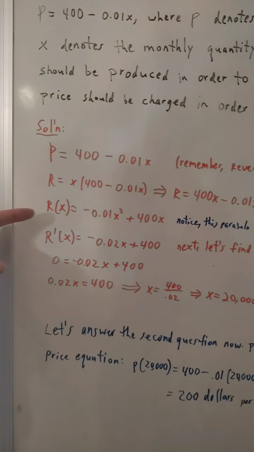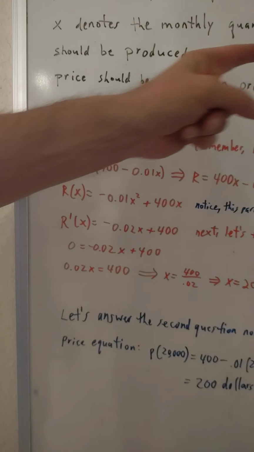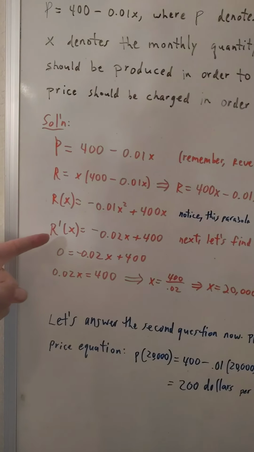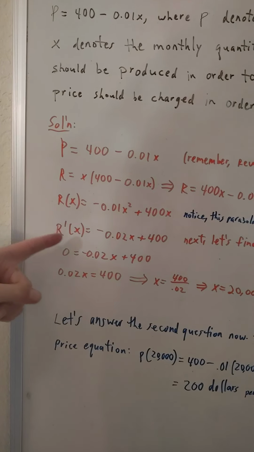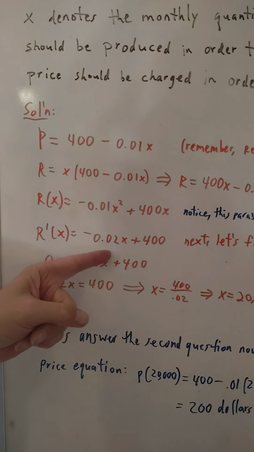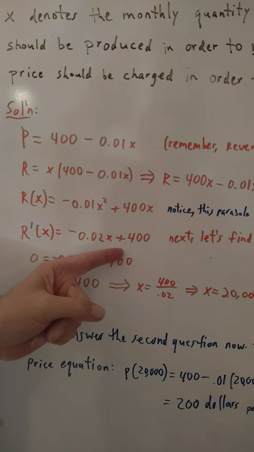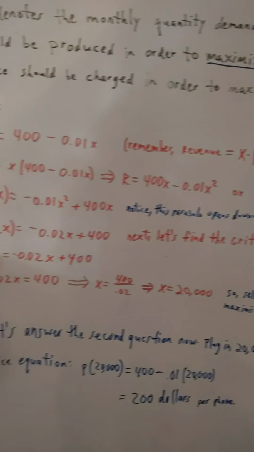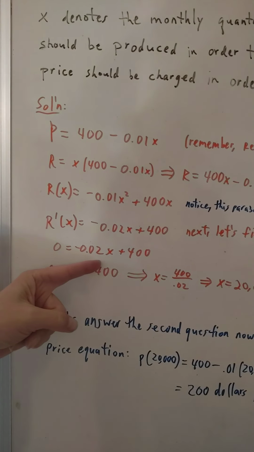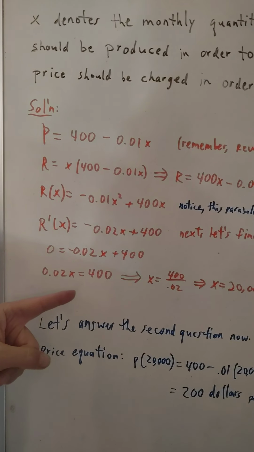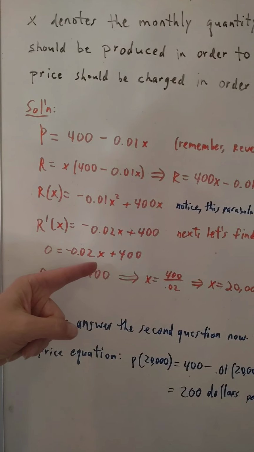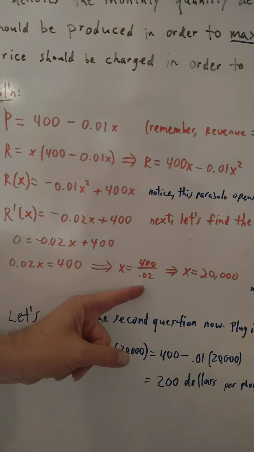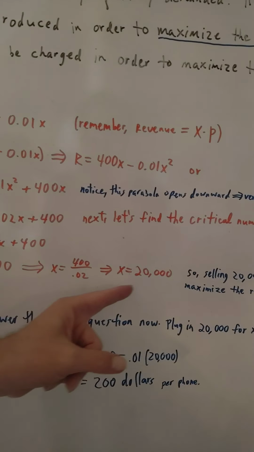Let's find the derivative of this revenue function, because we were asked to maximize the revenue. By the power rule, term by term, we get this. Then we want to find the critical numbers, so let's set the first derivative equal to 0 and solve that for x. I added 0.02x to both sides to give me this. Then divide both sides by 0.02, and we get that, which simplifies to 20,000.